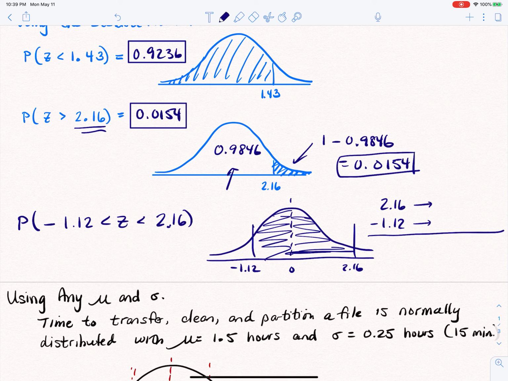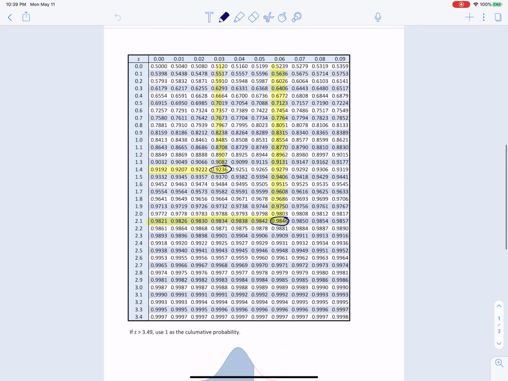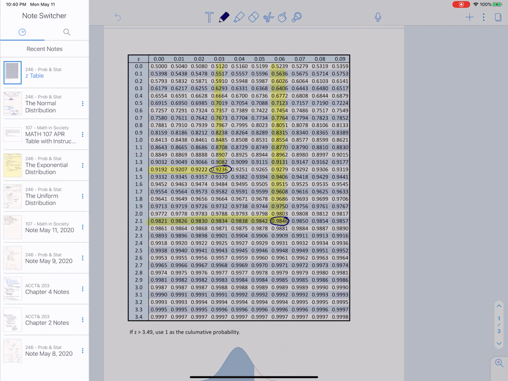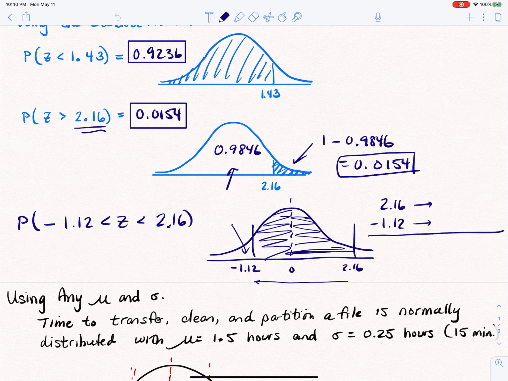Well, let's think about this. If I look up the area to the left of 2.16, I'm getting too much. And so I'm going to have to subtract something off. If I look up the area to the left of negative 1.12, that gives me exactly the amount that I didn't want. So we're going to look them both up, and then we're going to subtract the bigger area minus the smaller area. So 2.16 looks like, oh, we just used that. That was 0.9846. How convenient was that?